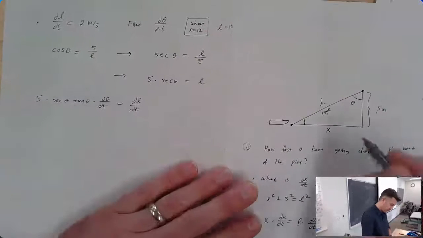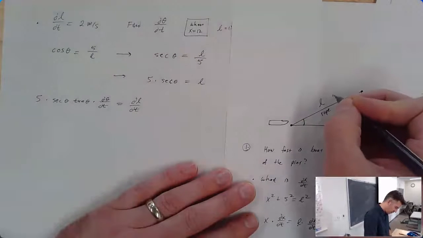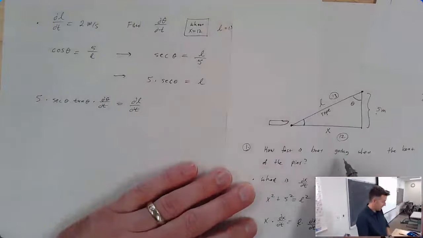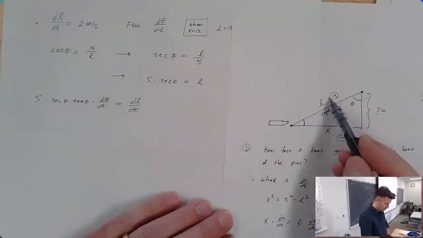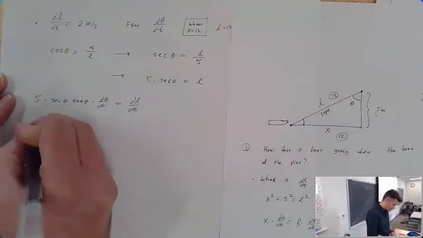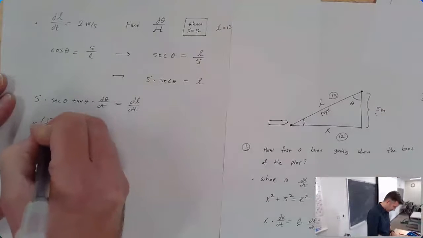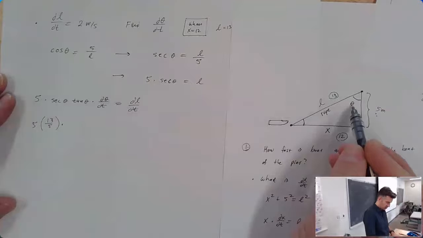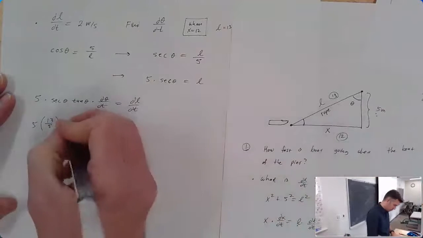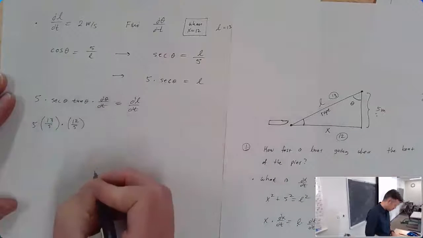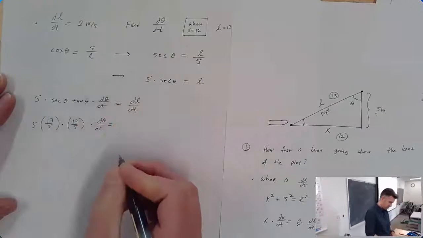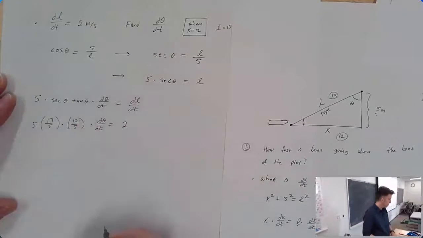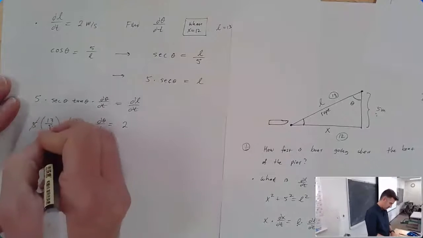So if we have a 12, 5, 13 triangle, we can certainly find our secant and our tangent. So secant of theta is going to be the hypotenuse over the adjacent, so that's going to be 13 over 5. And tangent of theta is going to be the opposite over the adjacent, which is 12 over 5. Times d theta dt equal to dl dt, which is 2 meters per second. So then we end up getting cancel.